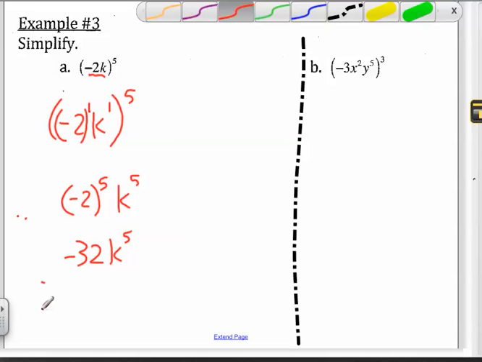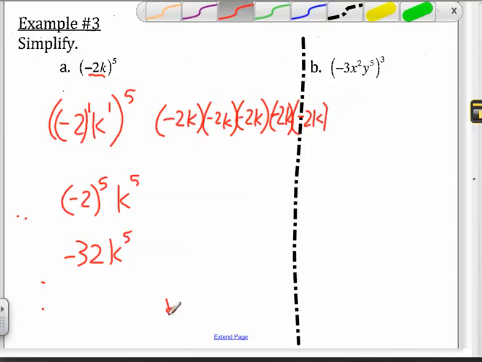It means negative 2k times negative 2k times negative 2k times negative 2k times negative 2k. I can write all those out if I want, but it's much easier just to multiply their exponents. Stop.